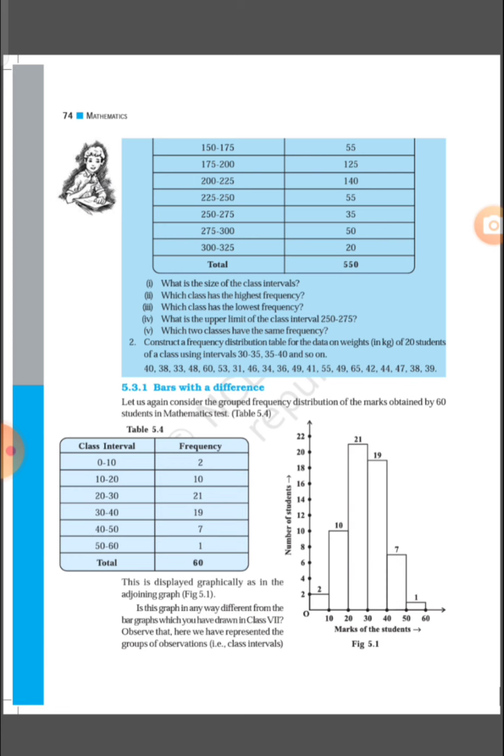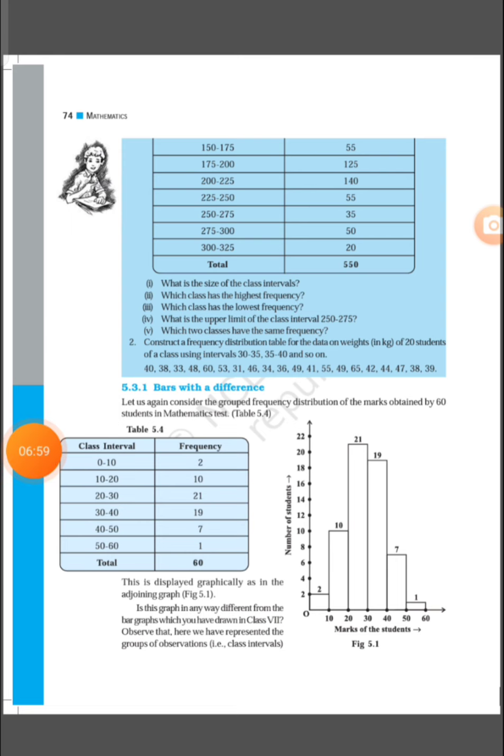So suppose 140 is the highest frequency, then the highest class is between 200 and 225. So these are some questions of this frequency distribution table. You have to do it by your own. This is your homework, do it by your own. Now there are some more things which are given, and I am going to explain them.